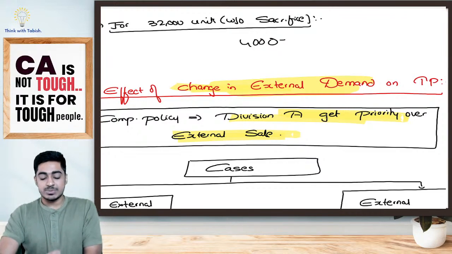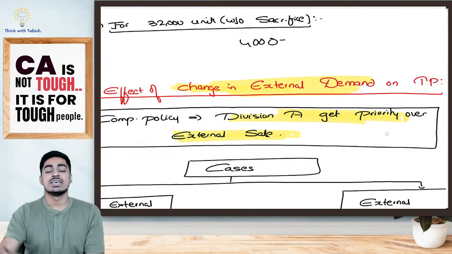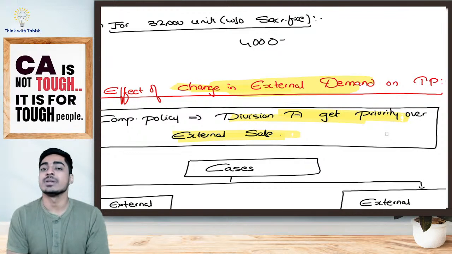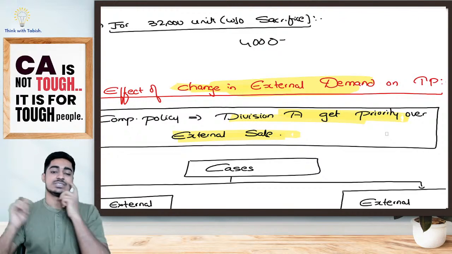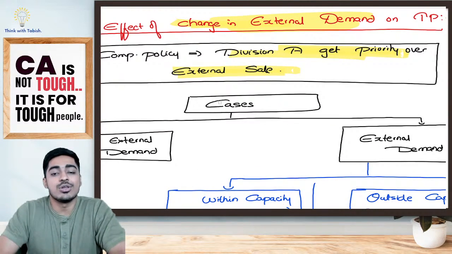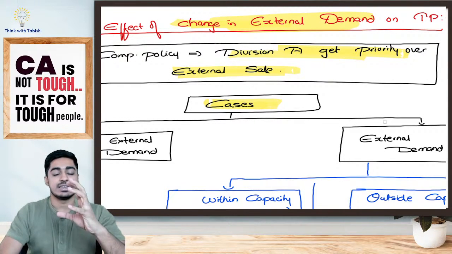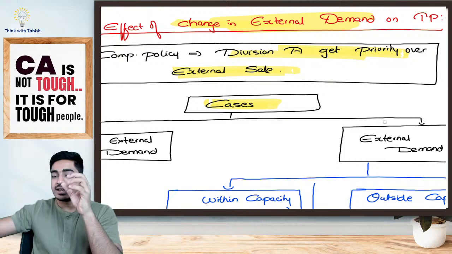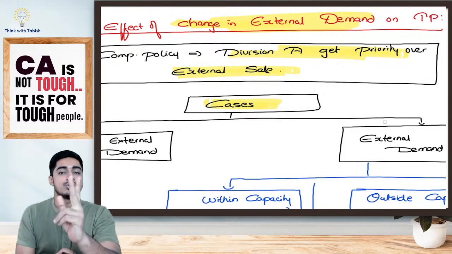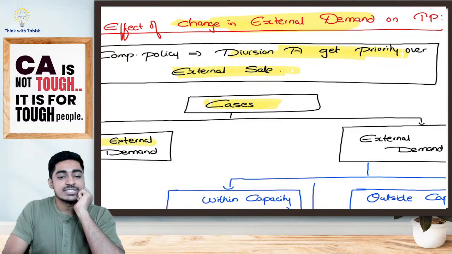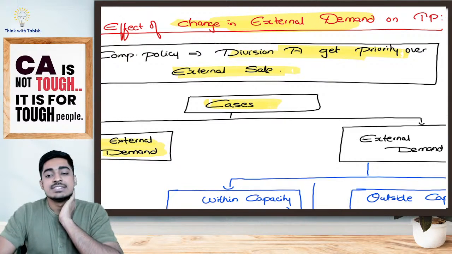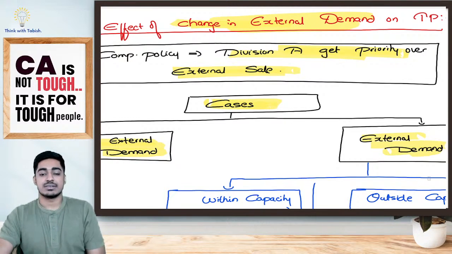Change in external demand means demand could be more, demand could be less. If anything happens, what is going to happen? We just need to give an overall picture. We are telling what all cases could be there. Division B, at present, is transferring internally and selling externally. So there could be two cases. First is external demand is not there at all. Second case is external demand is there.